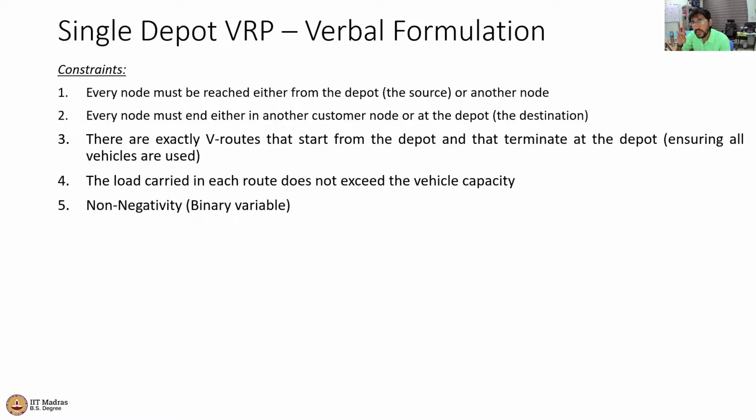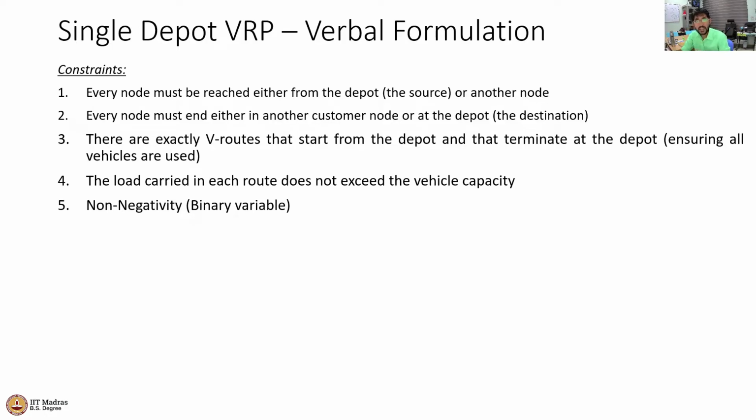The fourth constraint: we have a vehicle, and we have its capacity requirements. So the capacity of a given route must always be met, and when we are meeting the capacity, it should not exceed the vehicle capacity of that particular route. So that is number 4. And the fifth one is non-negativity, which covers our variables. Our xij must be binary in nature, and our ui must be an integer, a positive number. So this is the verbal formulation of the VRP.